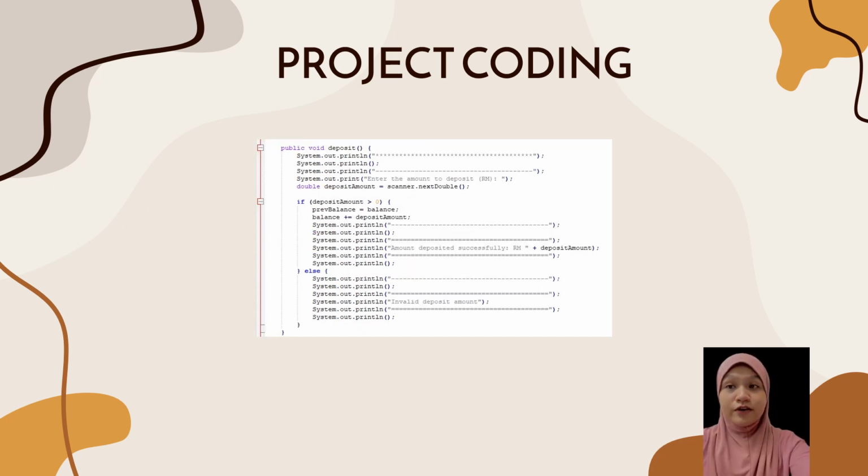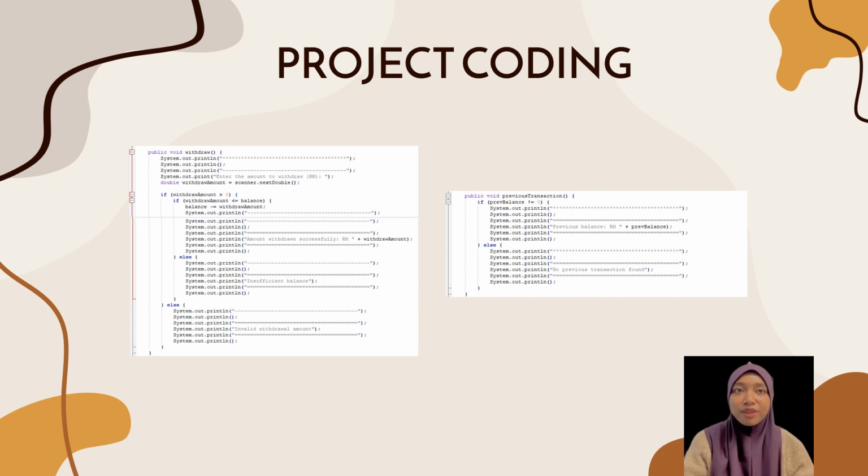This part of the code handles depositing money into the bank account. It prompts the user to enter the deposit amount in Malaysian ringgit. If the entered amount is valid, greater than 0, it updates the account balance, saves the previous balance, and prints a success message along with the deposit amount. If the entered amount is invalid, it provides an error message.